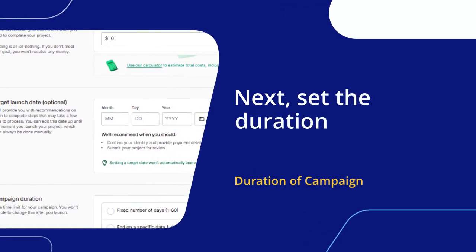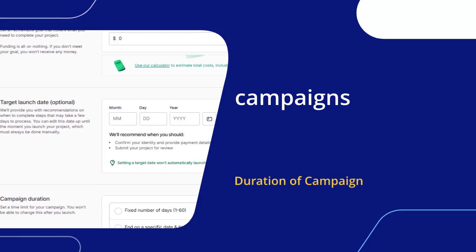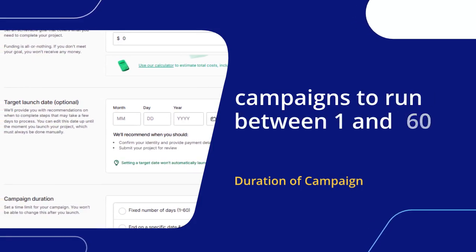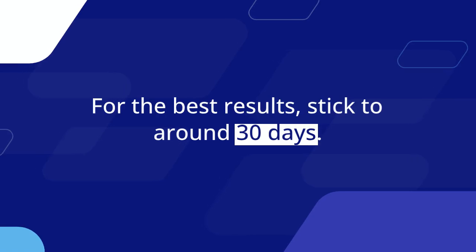Next, set the duration of your campaign. Kickstarter allows campaigns to run between 1 and 60 days. For the best results, stick to around 30 days. It's enough time to attract backers without losing momentum.